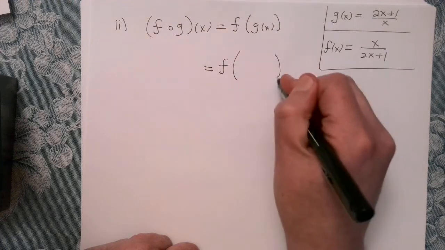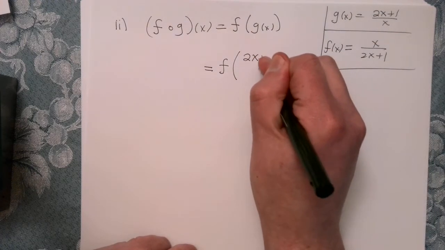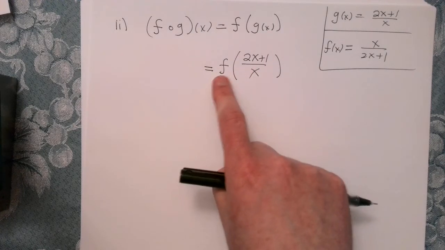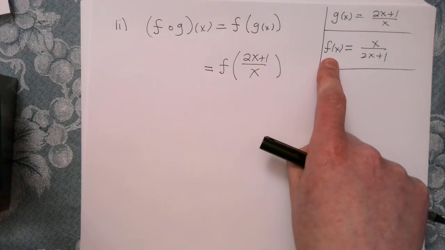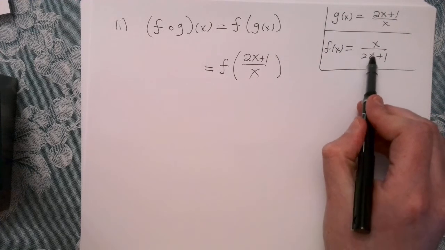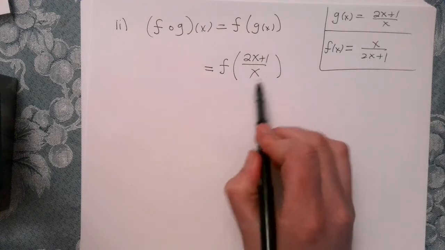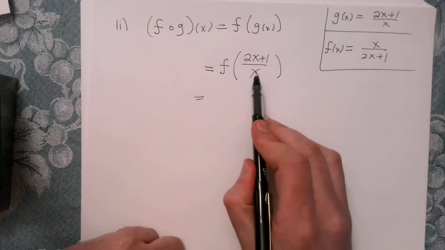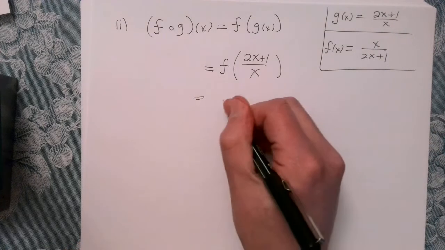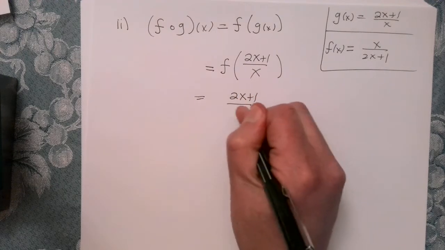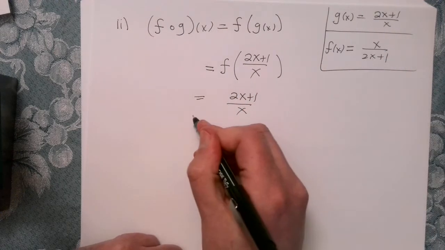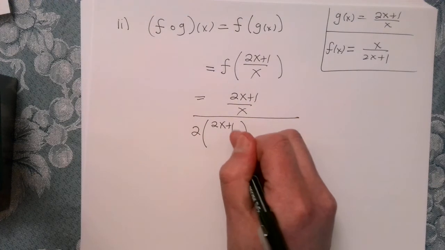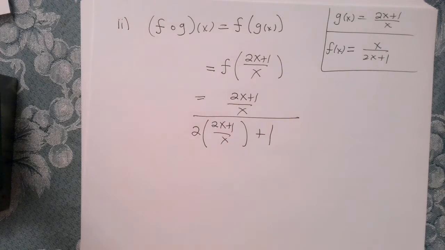Okay, so how do I compute this? I need F of, well, G of X is 2x plus 1 over X. What does that mean? Well, algebraically, I go to F, and everywhere that F has a variable X, namely here and here, I replace it with a copy of this. Okay, so I'm going to see a copy of this right here, and I'm going to see a copy of this right here. So that's going to be 2x plus 1 over X. That entire chunk went in for X over 2 times 2x plus 1 over X plus 1.